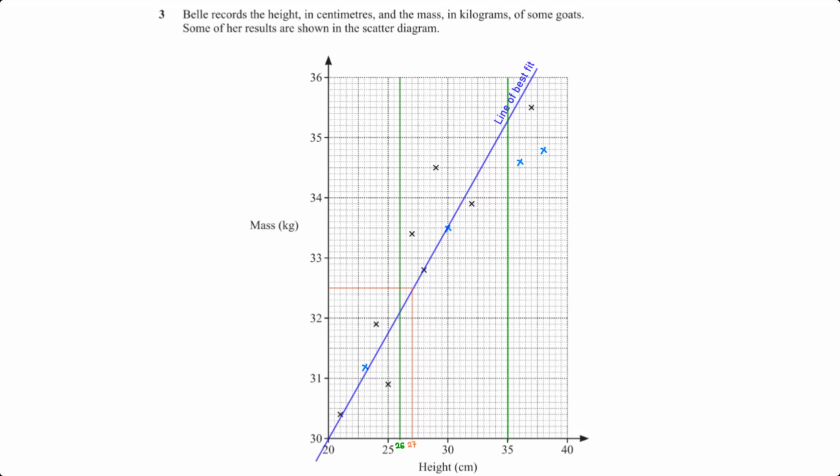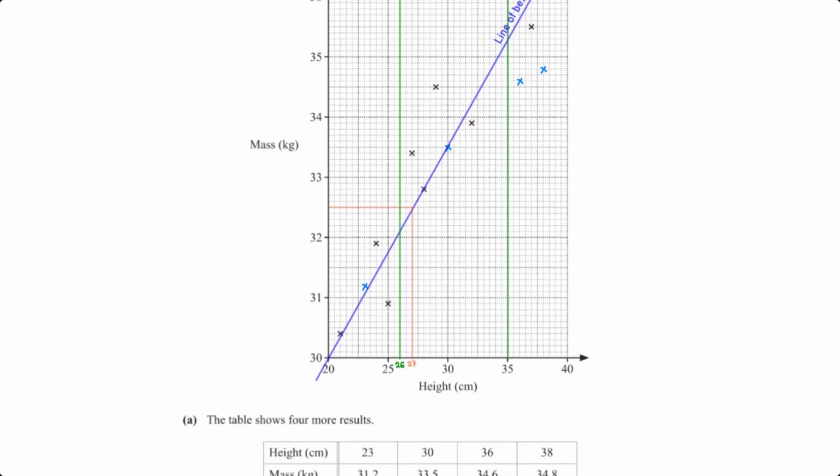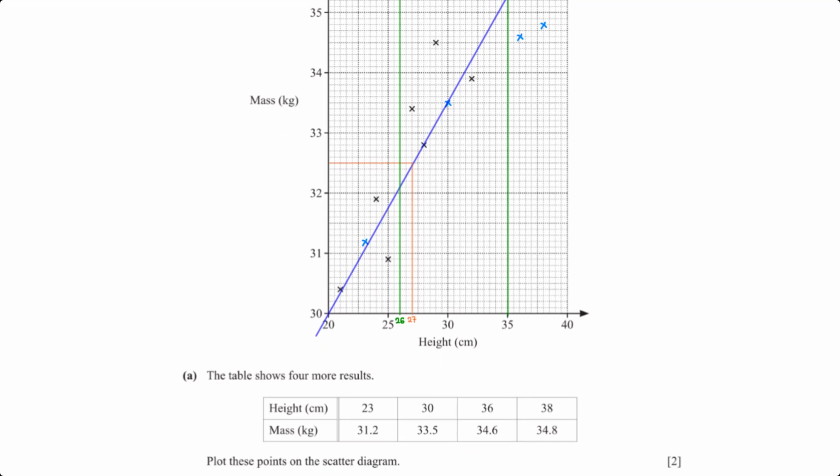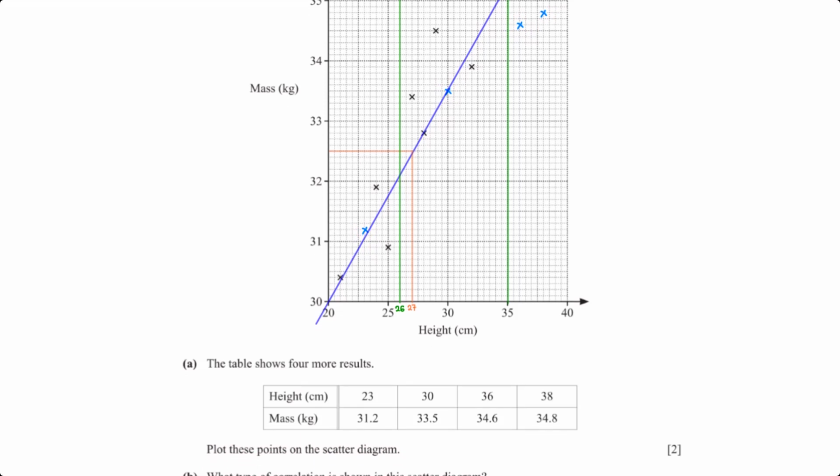Bell records the height in centimeters and the mass in kilograms of some goats. Some of her results are shown in the scatter diagram. The table shows 4 more results. Plot these points on the scatter diagram. On the grid, we've plotted the points (23, 31.2), (30, 33.5), (36, 34.6), and (38, 34.8).